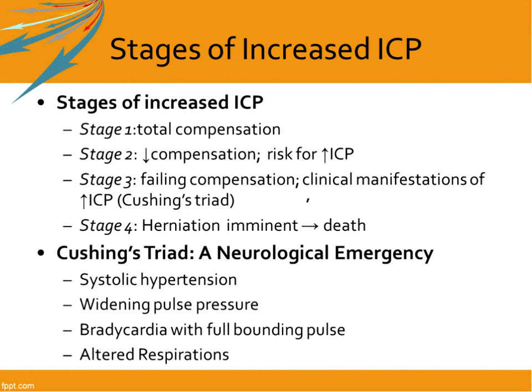So what you've got is systolic hypertension, a widening pulse pressure, and bradycardia, but even though you have bradycardia, you've got that full bounding pulse, and you have alterations in the respiratory status, and that's what's on that slide here. Now, Cushing's triad is a neurological emergency, okay?